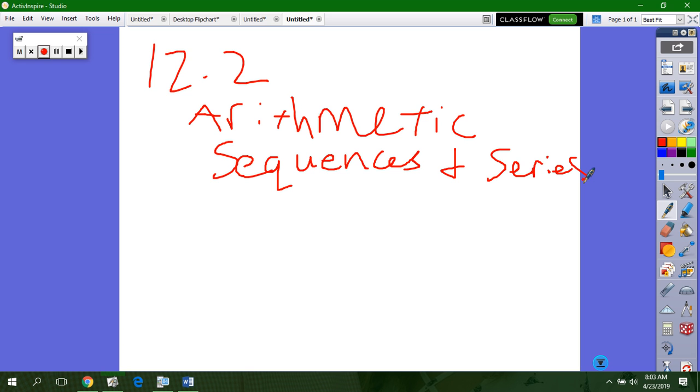So what makes something an arithmetic sequence or a series is it has to be linear. Okay? How did we decide if something was linear? What pattern did we see?